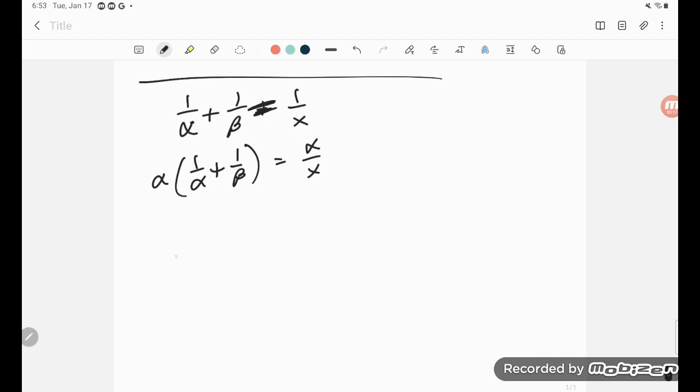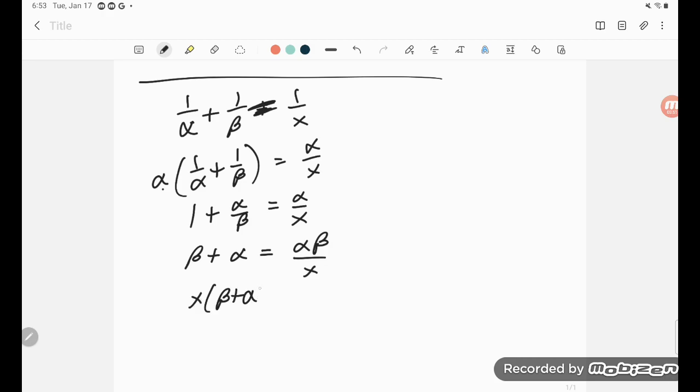Well, multiply that through. Alpha over alpha is 1, and I get plus alpha over beta equals alpha over x. Now multiply everything through by beta. Just multiply through by beta. I get a beta plus an alpha equals alpha times beta over x. Now multiply everything through by x, but I wouldn't actually distribute, so I would write x times beta plus alpha equals alpha times beta, because I multiplied both sides by x.